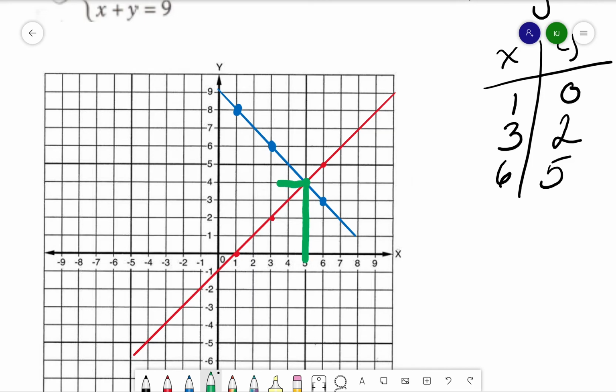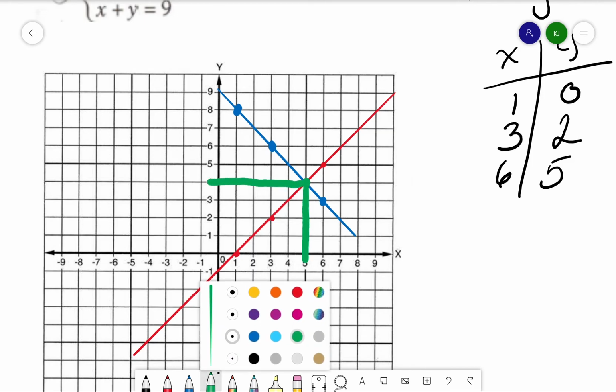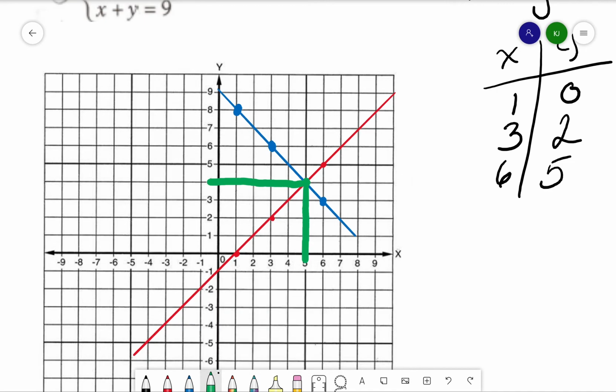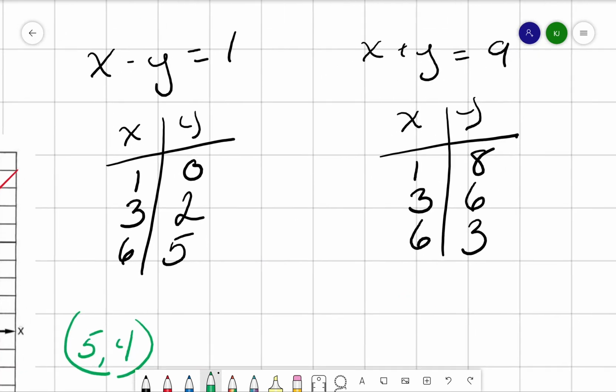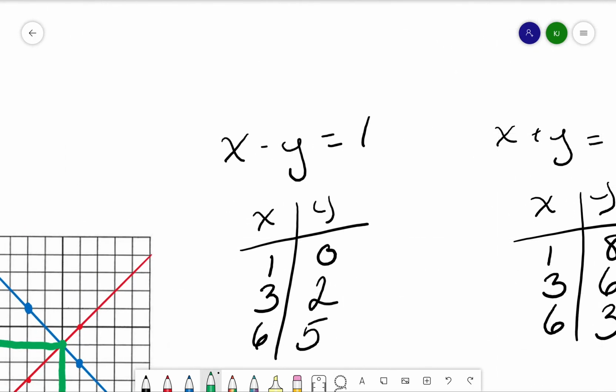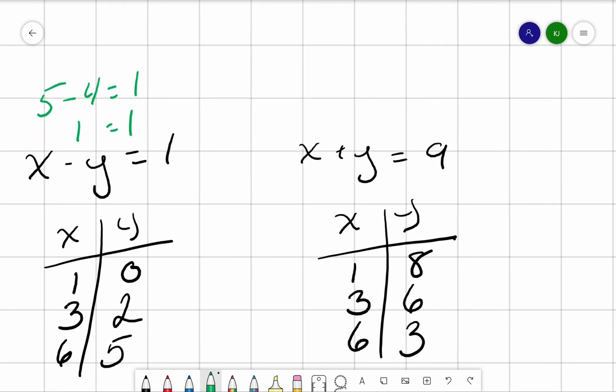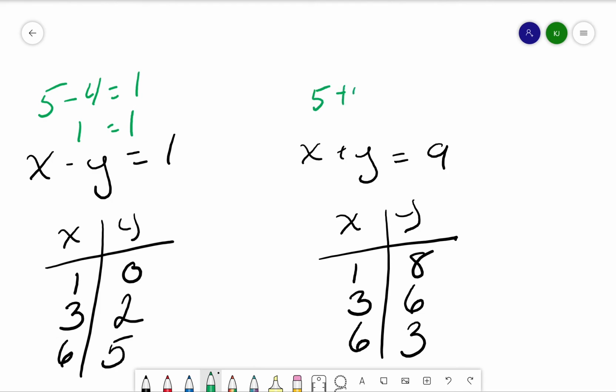So now if we figure out what our point is, we can see that 5, 4 seems to be what would satisfy both equations. But again, we want to test this. So we're going to come over here and go, does 5 minus 4 equal 1? Yes. Does 5 plus 4 equal 9? Yes. So we know 5 and 4 will satisfy the equation.